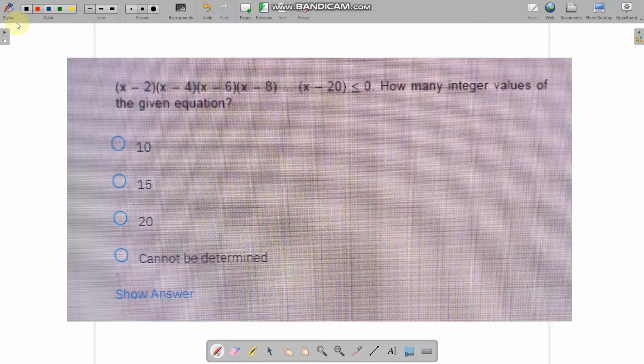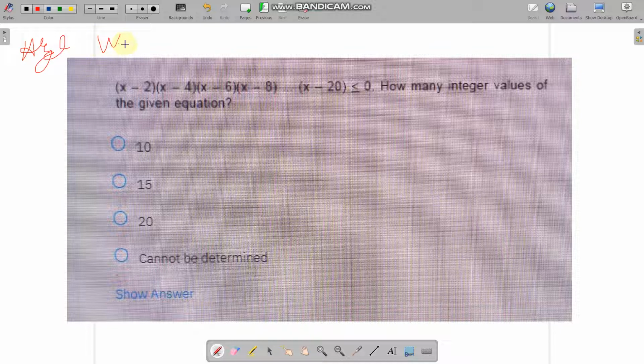So today we'll be discussing a question on algebra, to be precise, on the wavy curve topic. Okay, here's the question. You can pause the video and give it a try. So hope you are done. Now let's begin. The question says the given expression is less than 0, and asks how many integer values satisfy the given equation. Okay, here are the options.